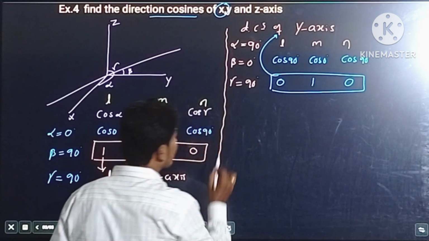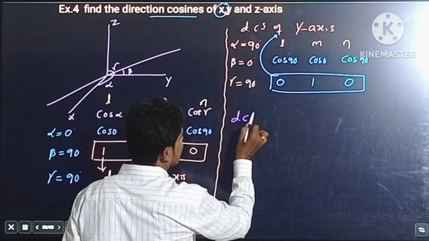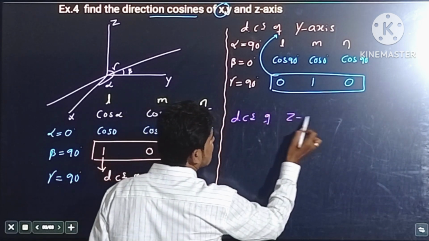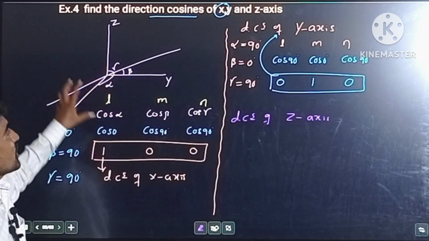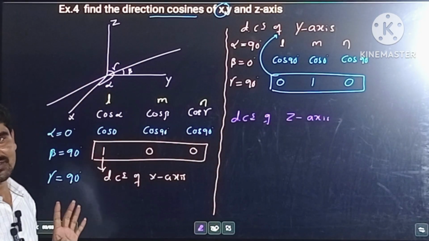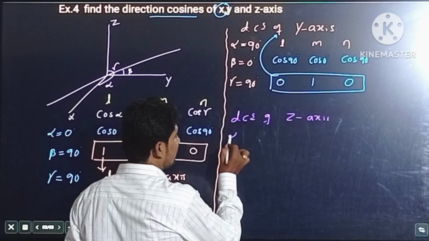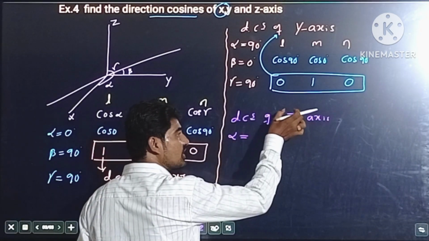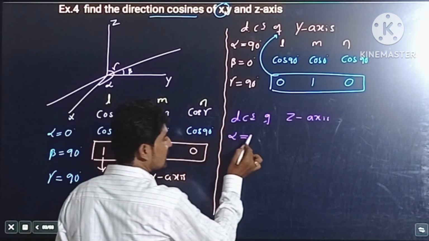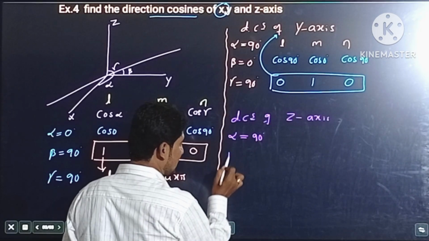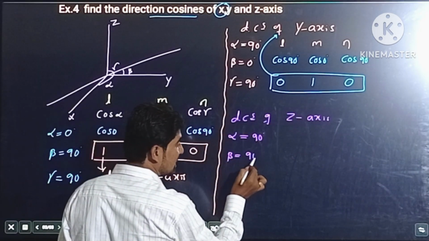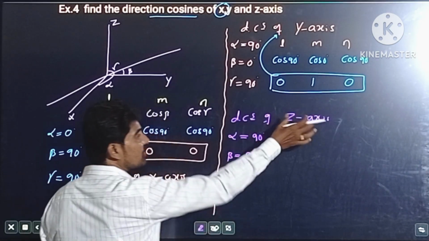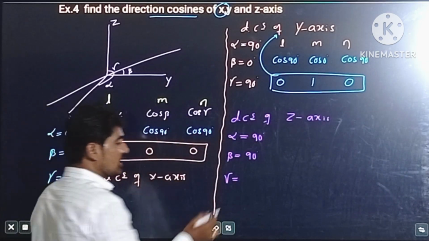Similarly, the direction cosines of the z-axis. Here also you need to observe that the z-axis is mutually perpendicular to the x and y axes. Therefore, the value of alpha is nothing but the angle made by the z-axis with the x-axis, that is 90 degree, and beta, the angle made by the z-axis with the y-axis, is 90 degree, and gamma, the angle made by the z-axis with itself, is 0 degree.